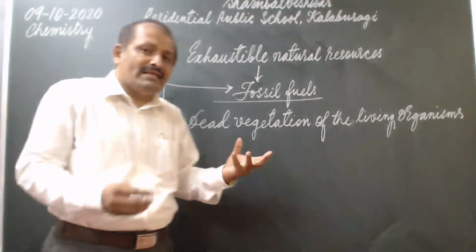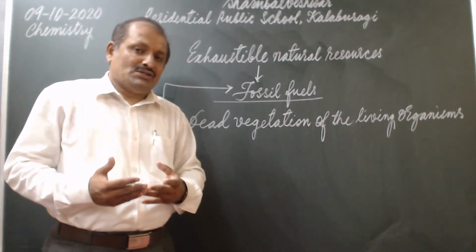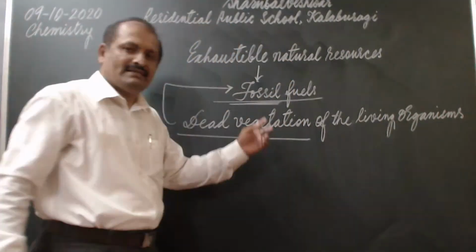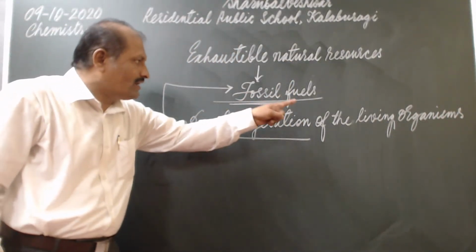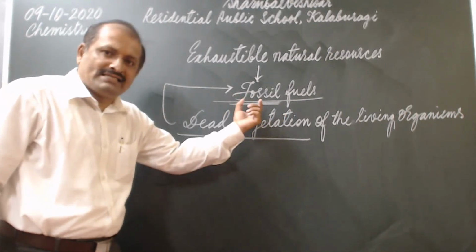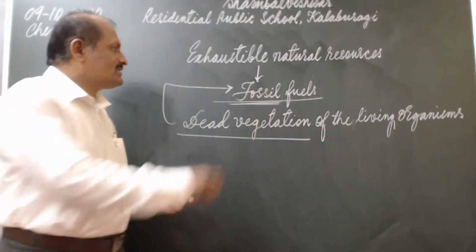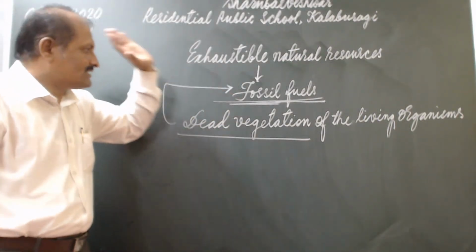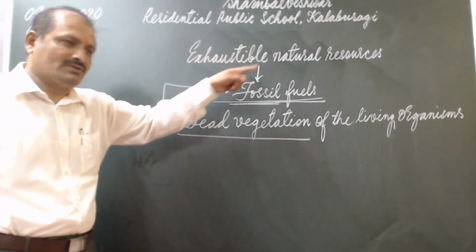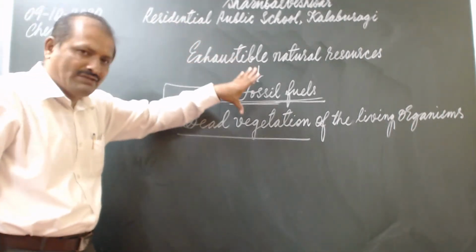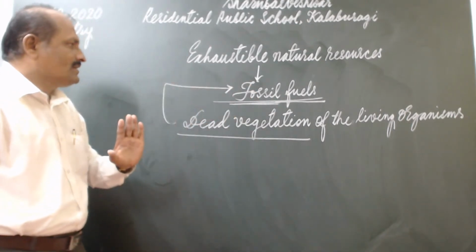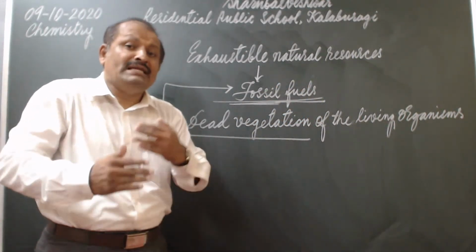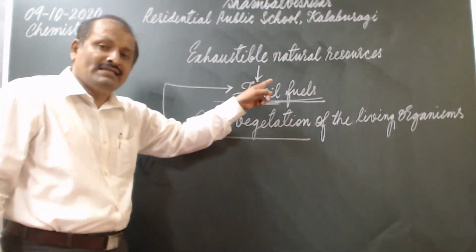Okay, because they are formed from the dead vegetation, the dead vegetation is nothing but fossils. So the dead vegetation of the living organisms forms fossils, and further they are popularly known as fossil fuels. Therefore, fossil fuels are exhaustible natural resources. They are formed by the dead vegetation of the living organisms over a long span of time, millions of years. Therefore, they are called fossil fuels.